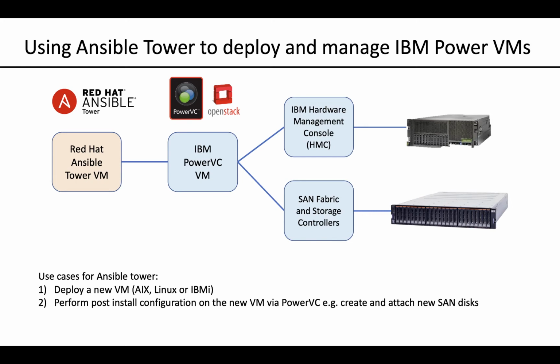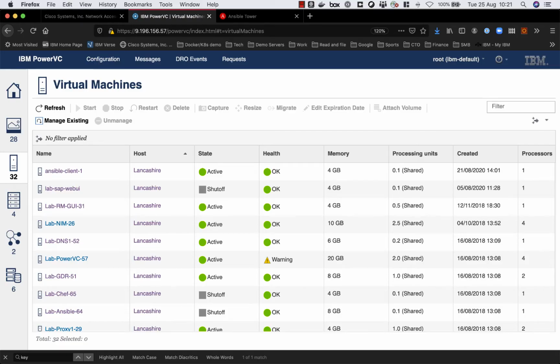My PowerVC server in turn is connected to our HMC that manages our IBM Power VM servers and our SAN and Fabric controllers as well. And the first video I'm going to show you is the deployment of a new VM, whether that be AIX, Linux or IBMi, and then in future videos talk about things like post-installation migration.